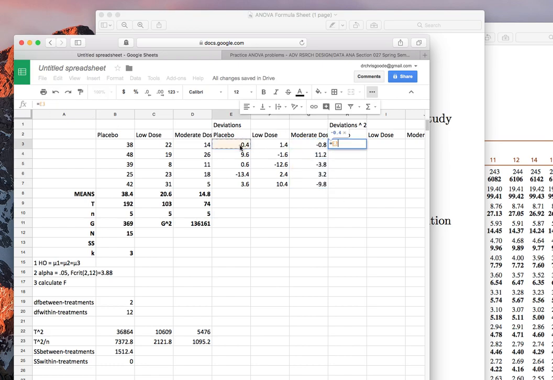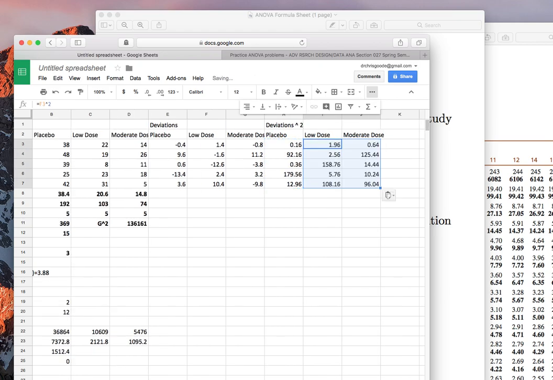So for the placebo group, square that. This is the squares for all the placebo group. Placebo squared. And that's the low dose squared. So if we just copy and paste these, they will update with their relative cell references all the way across.